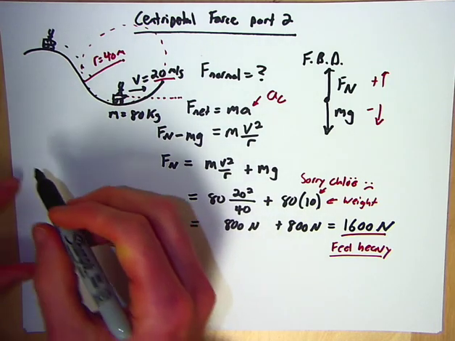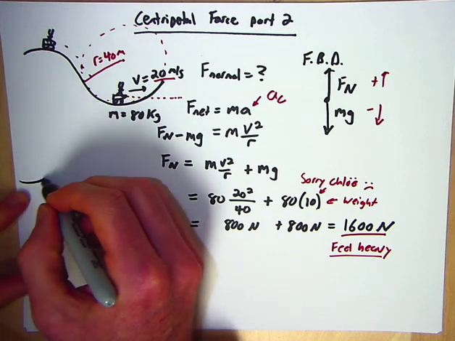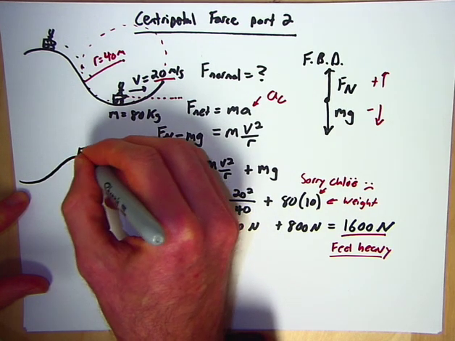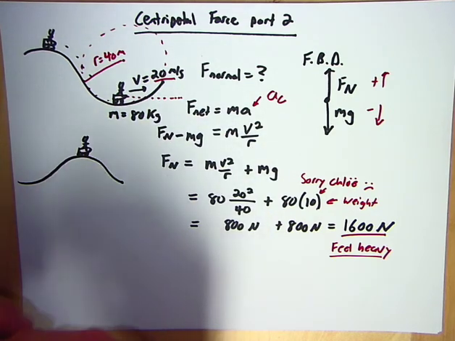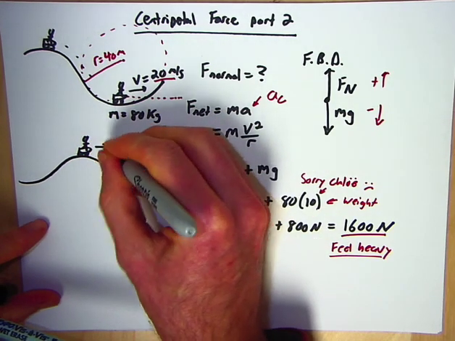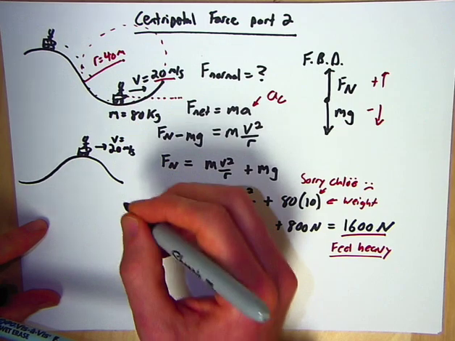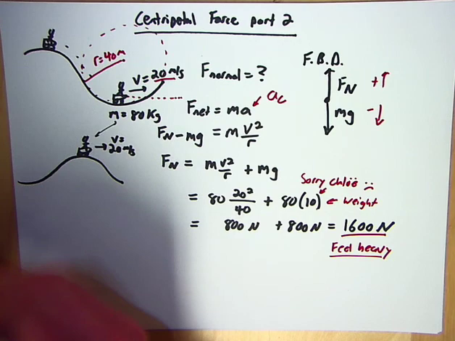Let's do the counter example then. What if instead of going around a hill that way, what if you're going up and over like that? And here you are on your skateboard. Let's keep everything the same. Let's keep the speed the same, 20 meters per second. Right, we'll keep the mass the same. We'll keep the radius the same.